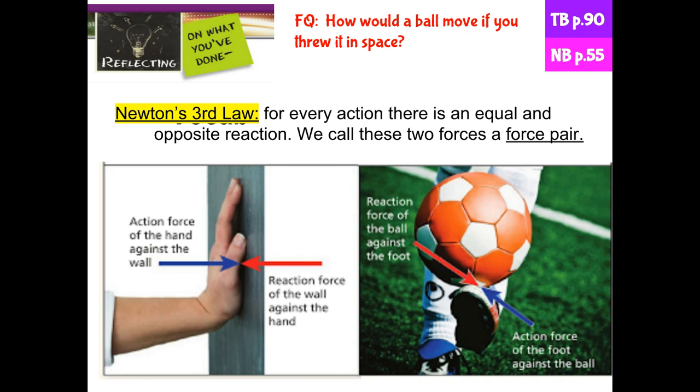As we go to our reflection today, we want to review our vocabulary words. You were responsible to get these in your notebook, but we just want to talk about them for a minute or two. Newton's third law is for every action, there is an equal and opposite reaction. These forces can also be called force pairs. And you can see the examples below with the hand pushing against the wall and the foot and the soccer ball. So every time a force is exerted on an object, the object exerts a force backwards.